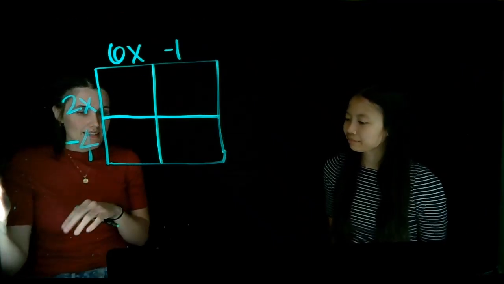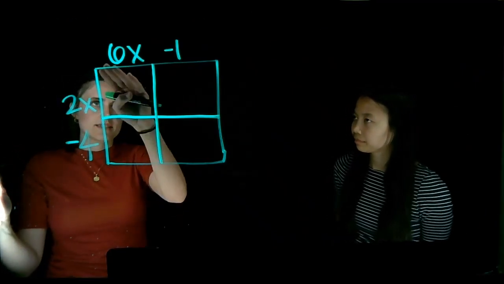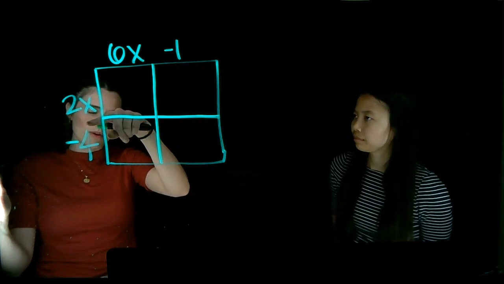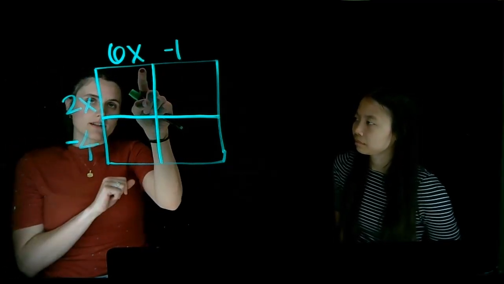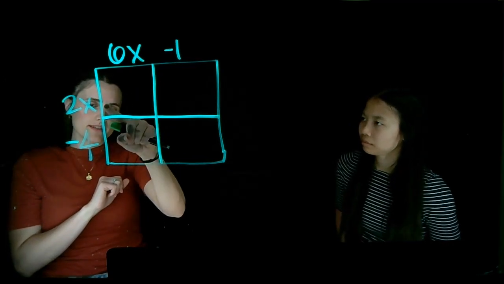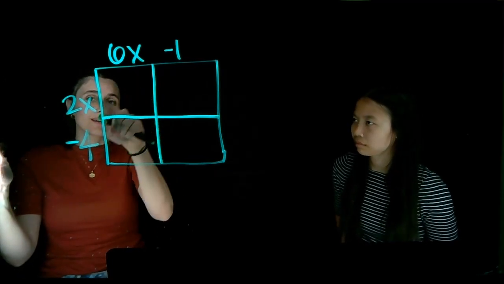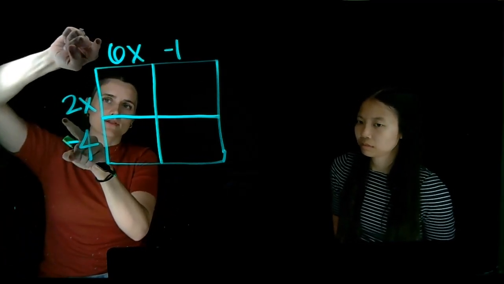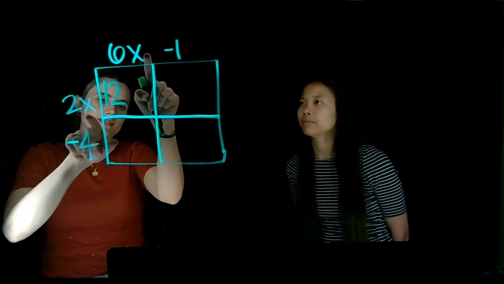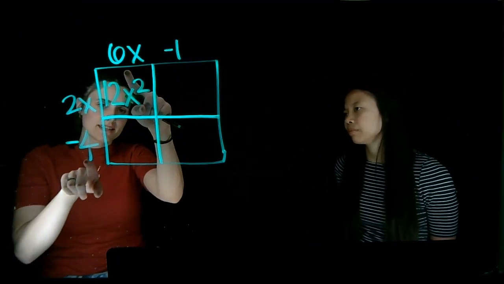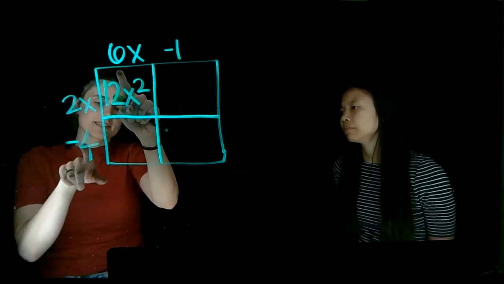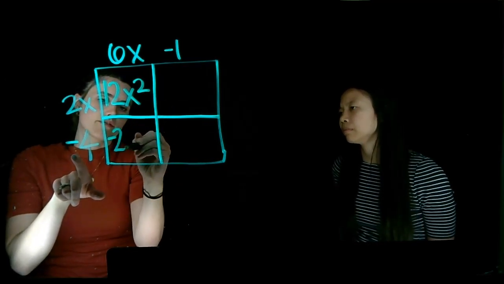All right, let's practice using this area model to multiply 6x minus 1 by 2x minus 4. So, like the previous example, we can take just the length and the width of one piece of this area model. So 6x times 2x. Well, we know that 6 times 2 is 12. And then x times x we can write as x squared. Okay, and then we'll come down to this one right here. We have 6x times negative 4. So we have 6 times negative 4 gives me negative 24. And then we have x.